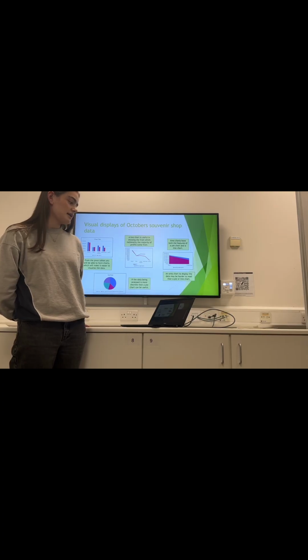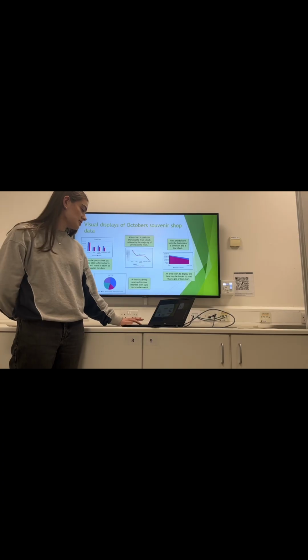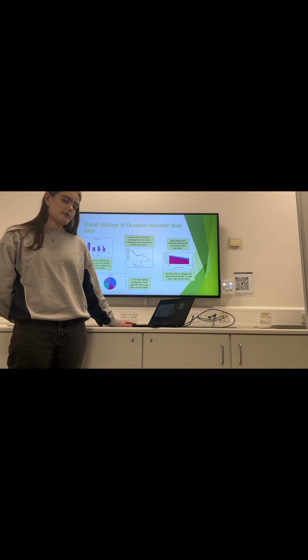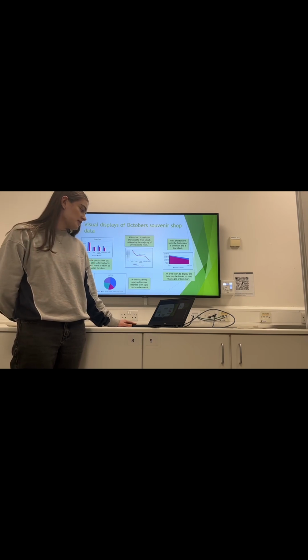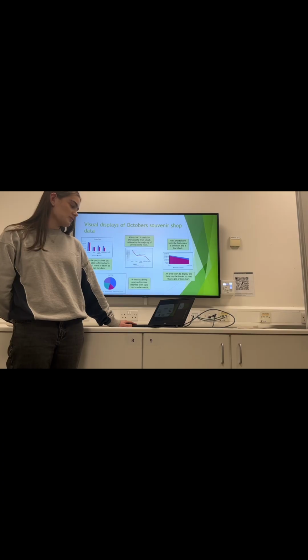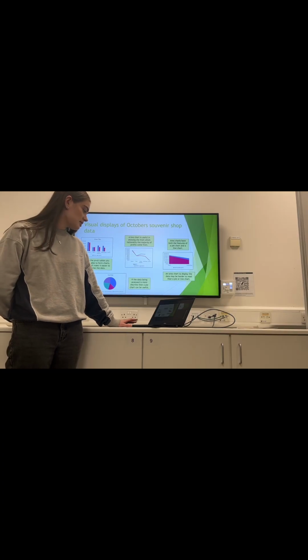For example, key rings are selling better than magnets overall. Visual analysis also helps to identify trends, which would be impossible to do just by reading through the datasheet. If your datasheet showed the yearly sales, then through trends you would be able to identify information such as which month sold the most souvenirs.